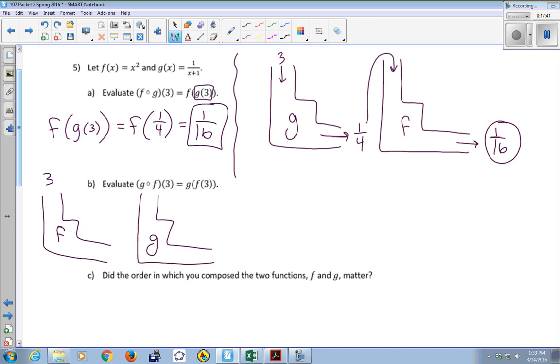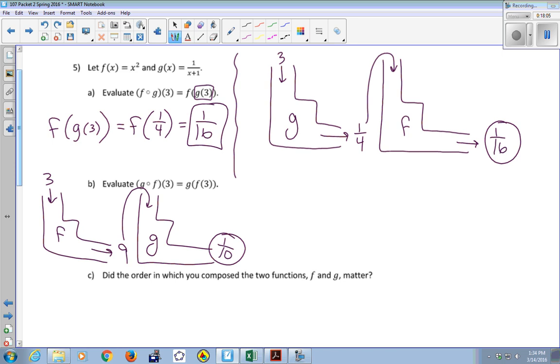So I'm going to put a 3 into the F machine. What does f do to a 3? Makes it a 9. F squares things, so makes it a 9. Then you take that result of 9, drop it into the G machine. What's g going to do to a 9? Make it 1/10. So 1/10 is going to be the result there.